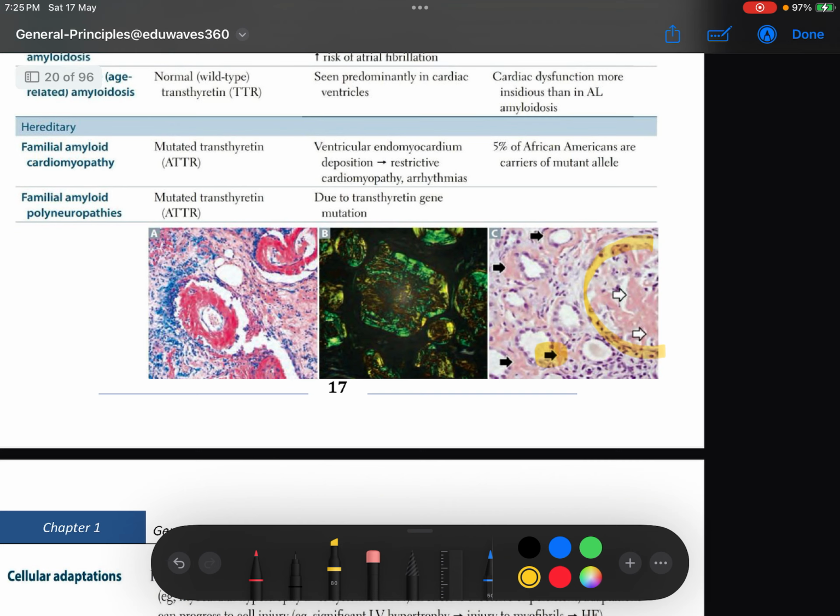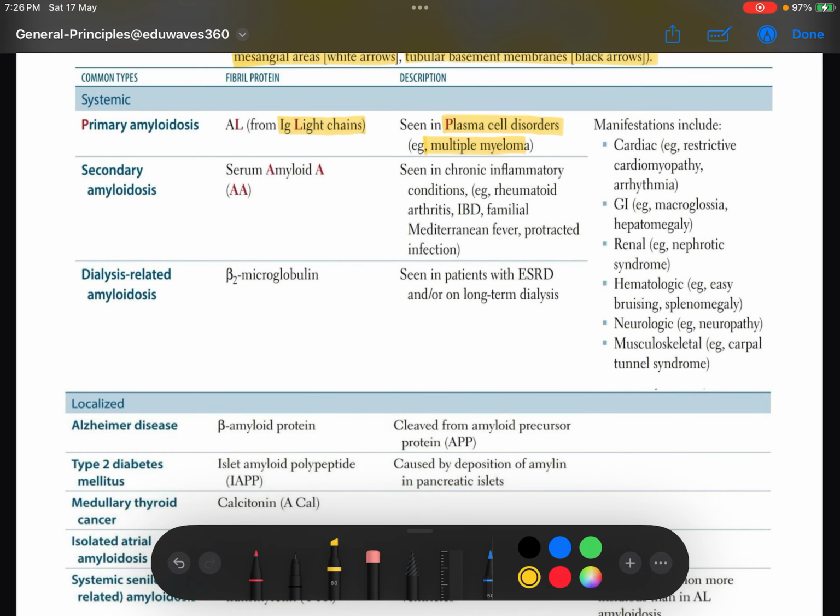Some clinical signs include cardiac manifestations, such as restrictive cardiomyopathy and arrhythmias. In the kidney you can see nephrotic syndrome, and in the GI system, macroglossia and hepatomegaly. So these are the things you can see in primary amyloidosis.